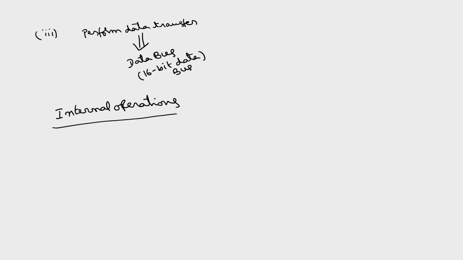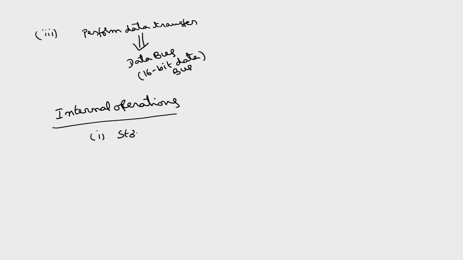As I have told, there are 3 basic microprocessor operations. One is that the microprocessor will initiate the operations. Second one is there are some operations which take place inside the microprocessor itself. Okay. So, what are the operations that take place inside the microprocessor? What are the internal operations? One is storing the data.